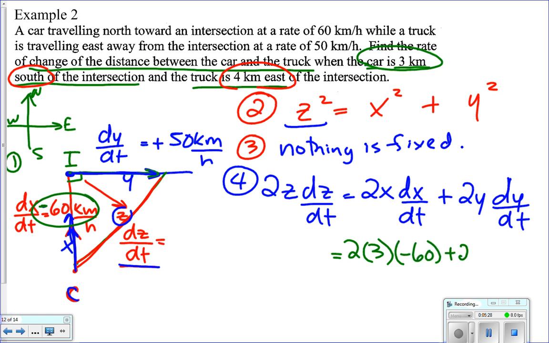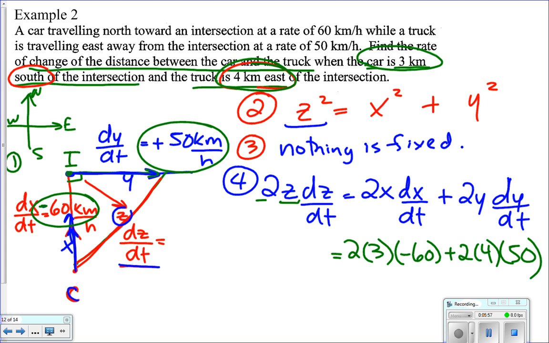plus 2 times the y value, which is the distance of the truck. And the distance of the truck is, it says here, 4 kilometers east. Okay, so this is going to be 4. And then dy dt is the rate at which the truck is leaving the intersection, which you are given, again, which is 50 kilometers per hour. You're going to put in 50. All right, now the left-hand side is a little more interesting. We got a 2, which we leave as a 2. However, we need the z value.